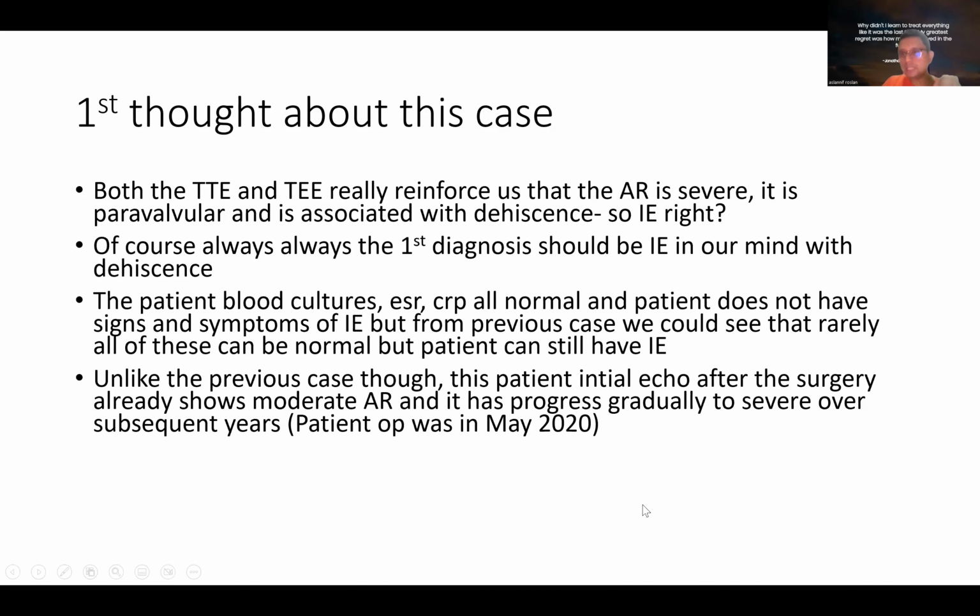Unlike the previous case though, when we look back in this patient's echocardiogram, even the initial echo after the surgery has already shown moderate aortic regurgitation at exactly the same place that we see right now, only not as severe. So what we think is that the aortic regurgitation has progressed gradually from moderate to severe over these subsequent years.